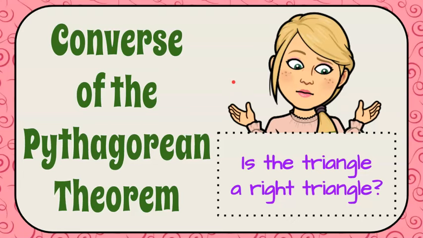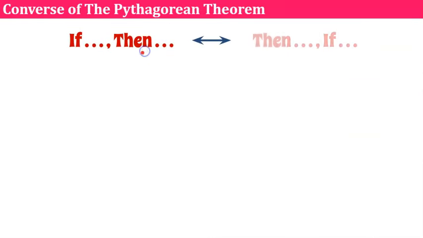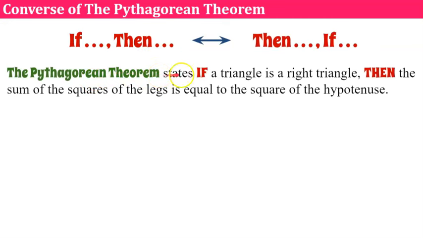Now let's talk about the converse of the Pythagorean theorem. The converse of the Pythagorean theorem is an if-then statement. We are told that the Pythagorean theorem states that if you have a right triangle, then the sum of the squares of the legs is equal to the square of the hypotenuse. We're going to form the converse of this, which means switch the then and the if. So we're going to say the then first and the if, and the converse will also be true.